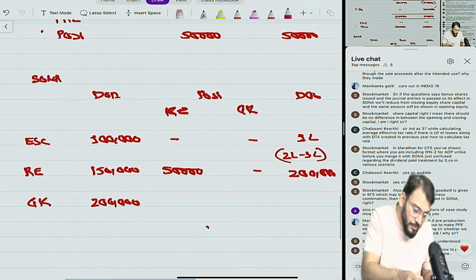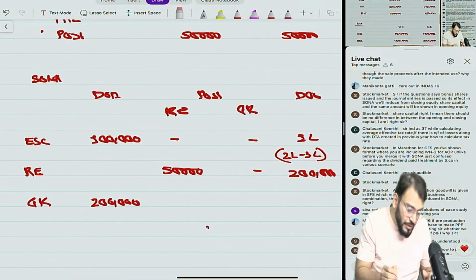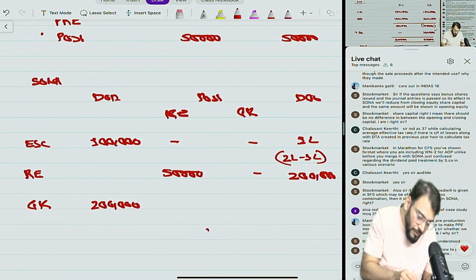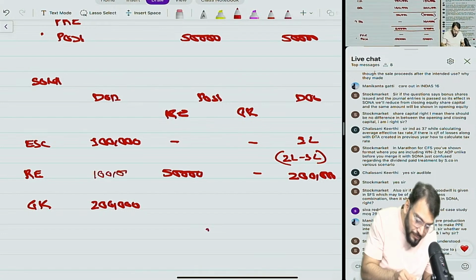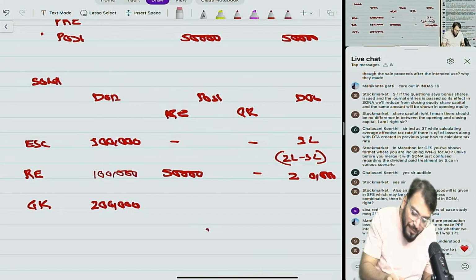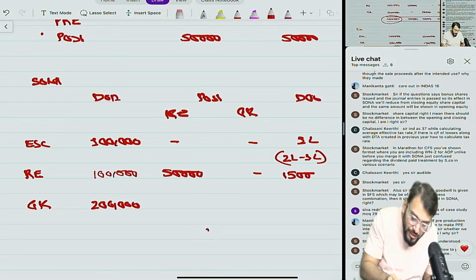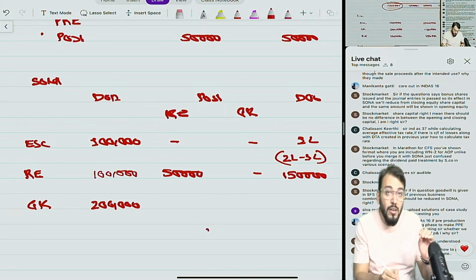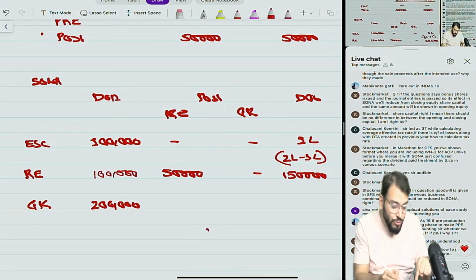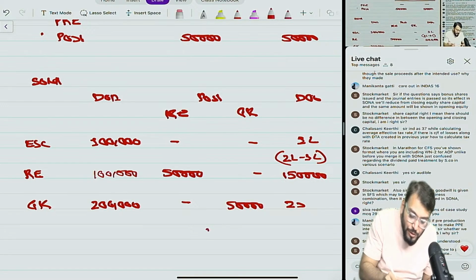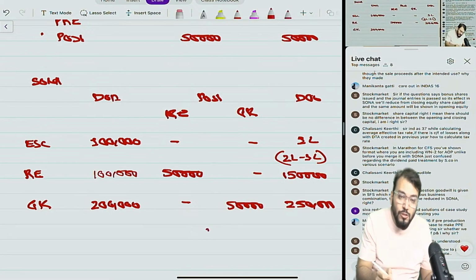Correct, there was a slight mistake. Retained earnings opening balance is 1 lakh, and this was 1,50,000. Understood? And you can see now for general reserve the opening balance is 2 lakh and the post-acquisition profit is 50,000. So total will come to 2,50,000.